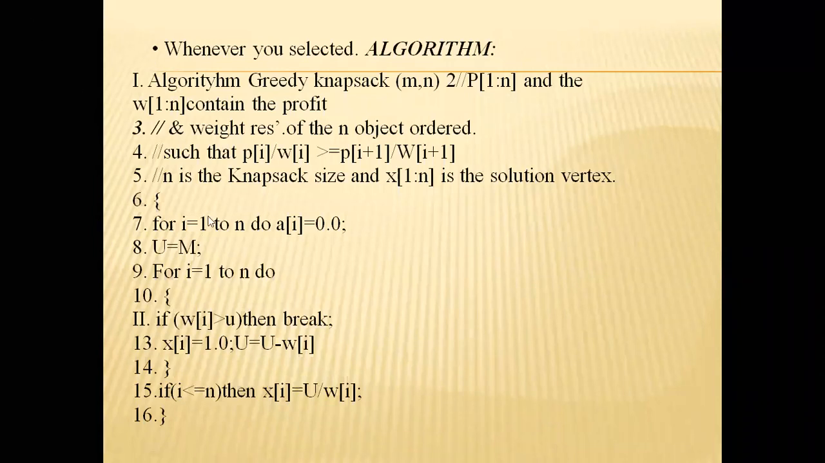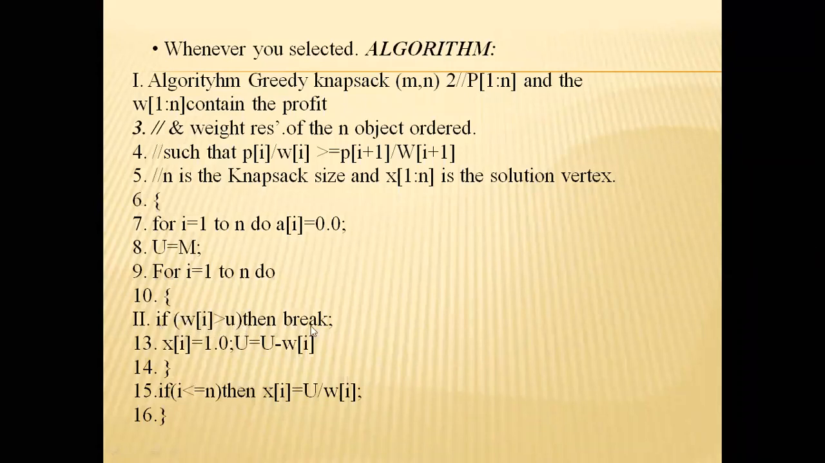So for i equal to 1 to n, first X of i equals 0. First U equals M, where U means the unused weight. At the start, the remaining capacity equals the total capacity of the knapsack. So initially U is the total capacity of the bag. Then, if W of i is greater than U, break.